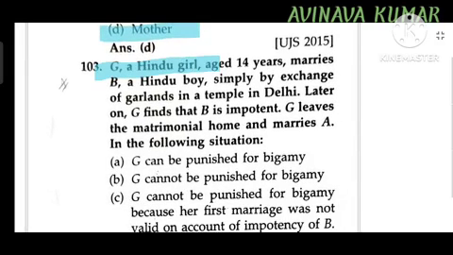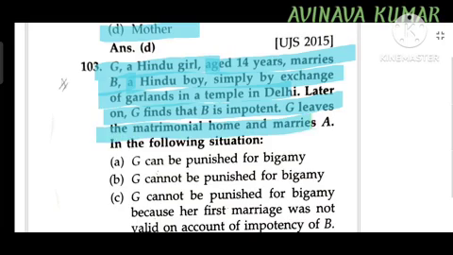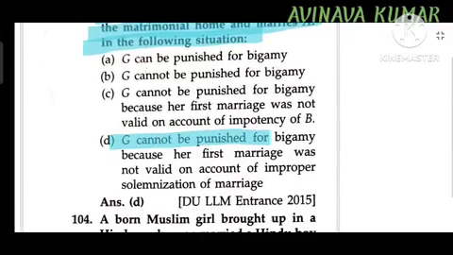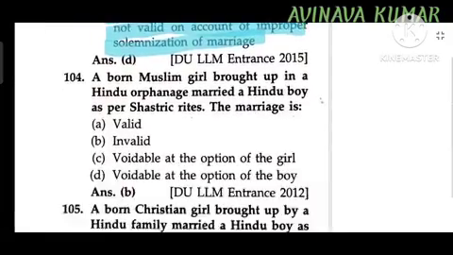A Hindu girl, aged 14 years, marries B, a Hindu boy, simply by exchange of garlands in a temple in Delhi. Later on, G finds that B is impotent. G leaves the matrimonial home and marries A. In the following situation, G cannot be punished for bigamy because her first marriage was not valid owing to improper solemnization of the marriage.